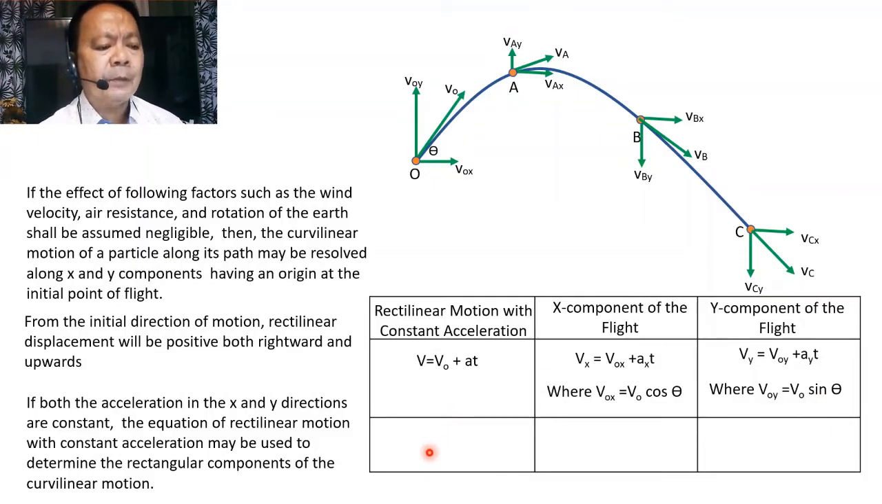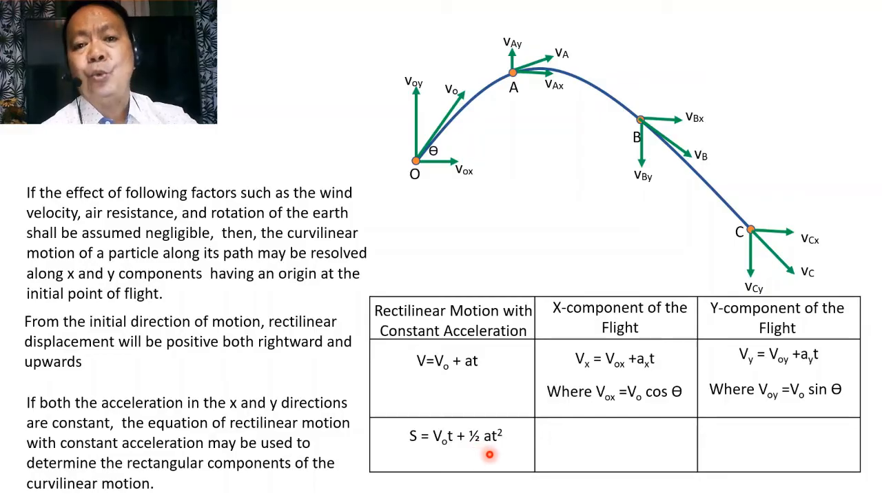Ngayon, ganun din kapag kinocompute natin yung kanyang displacement. Alam naman natin yung displacement is computed using the rectilinear motion having constant acceleration such that s is equal to v sub o t plus 1/2 of a t squared, where v sub o is the initial velocity and a is the acceleration.